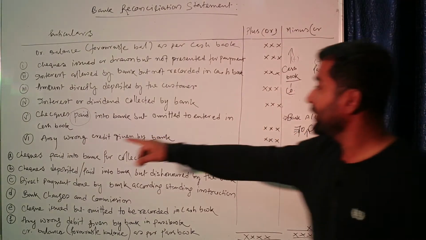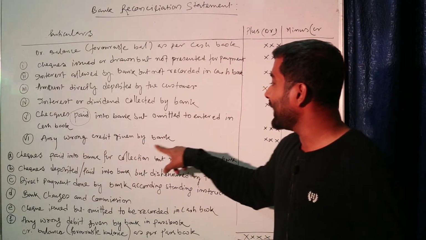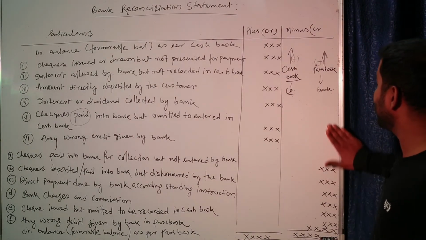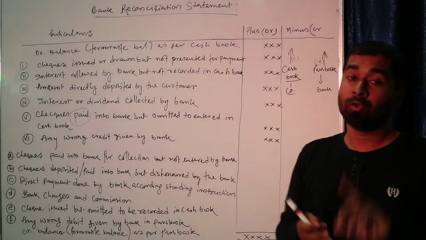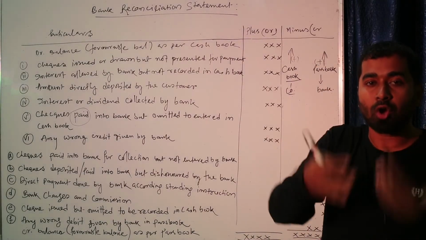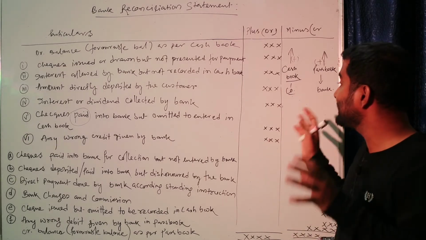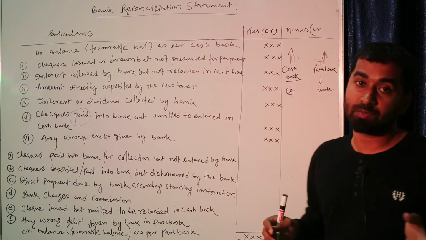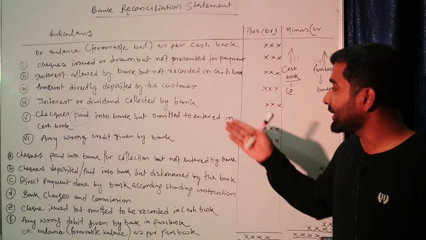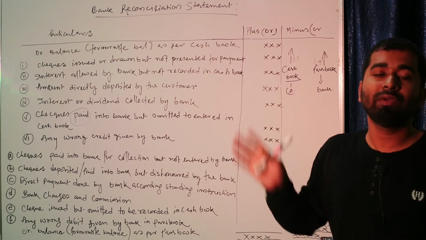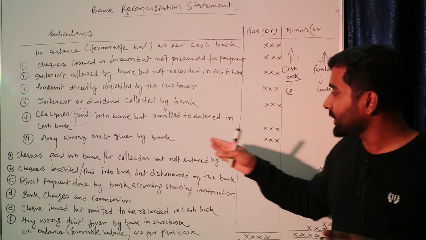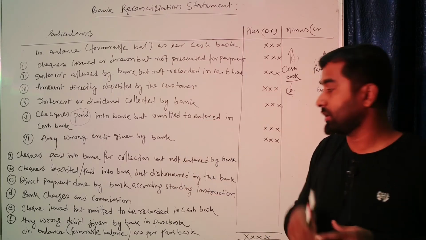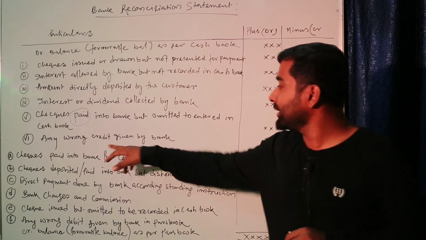Now this entry, any wrong credit given by bank. Now think about any wrong credit given by the bank to you. Don't bother about whether it is wrongly or rightly given. We are just doing a tally between the bank account, that is the passbook, and the cash book. We are not at all judging here what is wrongly given and what is rightly given. We are doing the tally only. It will definitely be sorted out later, but now at present we are going to see what happened. Okay, now wrong credit given by the bank.